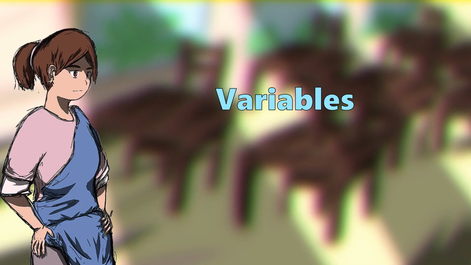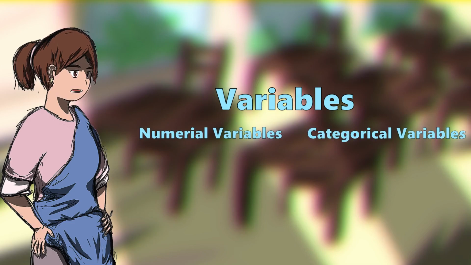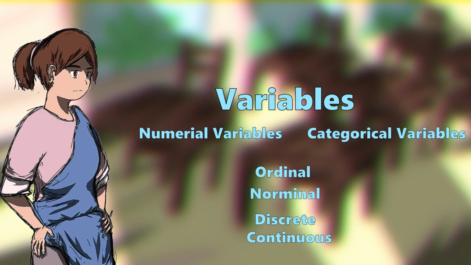Some, like age and height, are numerical, while others, such as gender, are categorical. Among numerical variables, further distinctions exist. Ordinal variables possess a meaningful order, like rankings in a competition, while discrete numeric variables take only whole numbers, such as the count of students in a classroom.